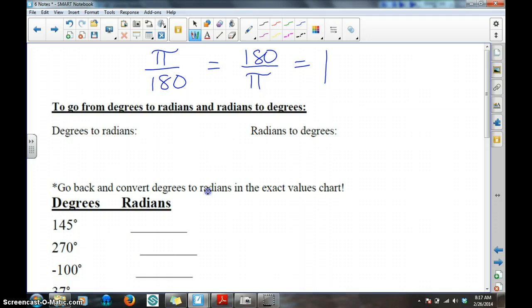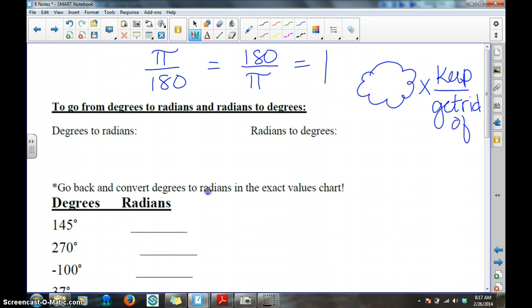So when I'm changing from one mode to the other, whatever it is I have, I want to multiply by one of those two. Pi is a radian count. 180 is a degrees count. I want to put in the numerator what I want to keep, and I want to put in the denominator what I want to get rid of. That means when I'm changing from degrees into radians, I want to get rid of the degrees. So you're going to take your degrees and multiply by pi over 180.